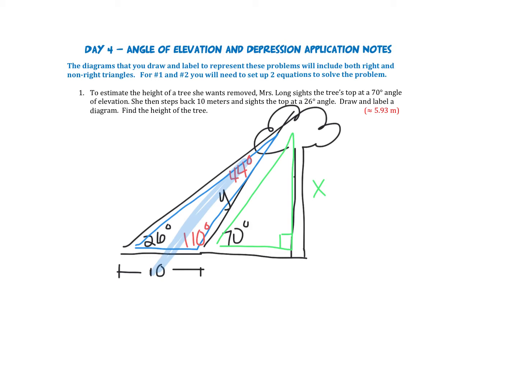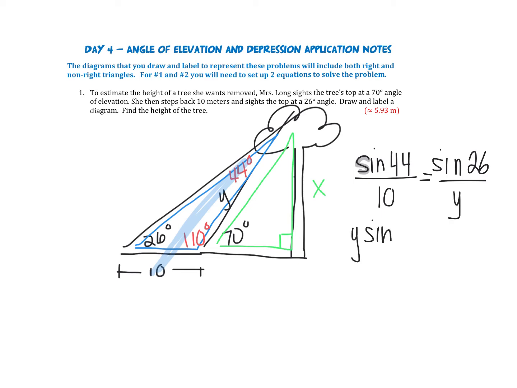So we're going to write sine of 44 degrees over 10 equals sine of 26 over y. Cross multiply and solve for y.